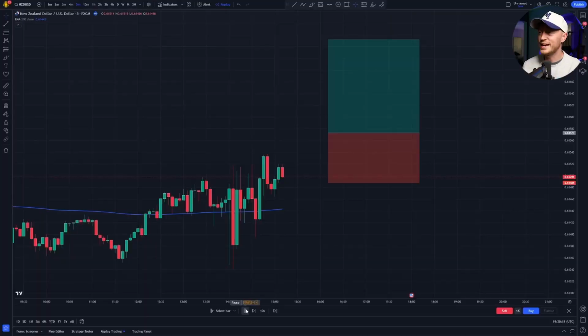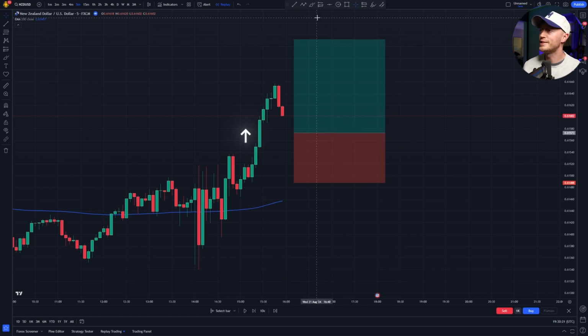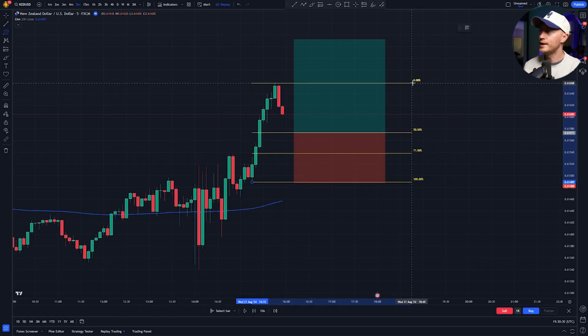Let's jump right into this next trade. We had a huge push up right there. I get my Fibonacci. I measure from the bottom of the move to the top of the move right there. I pull it over.